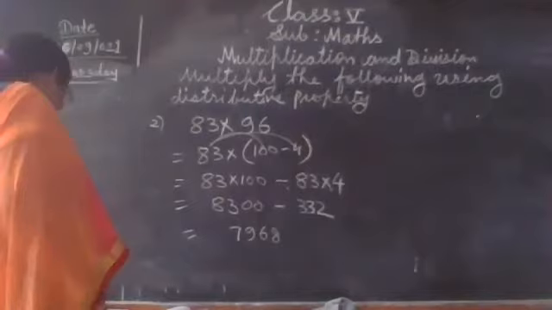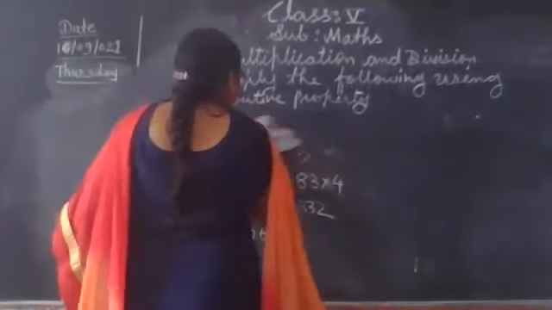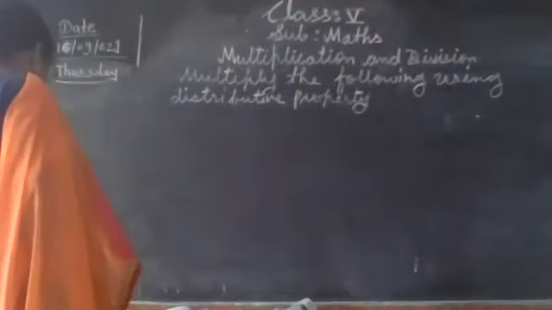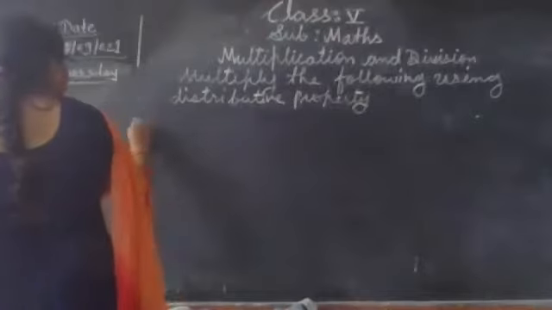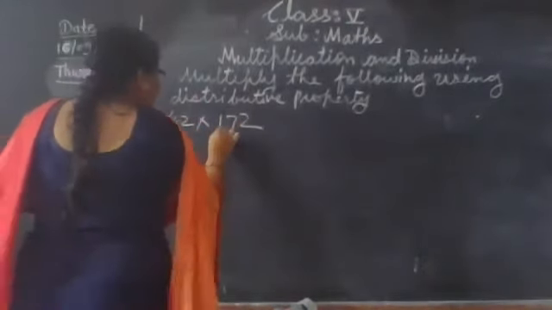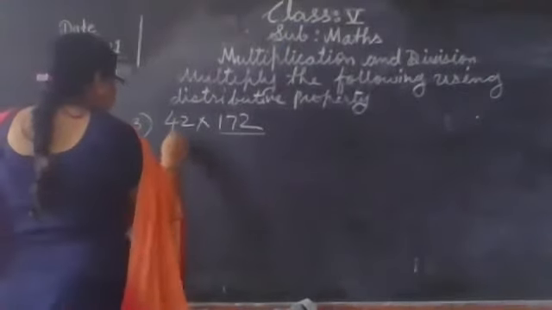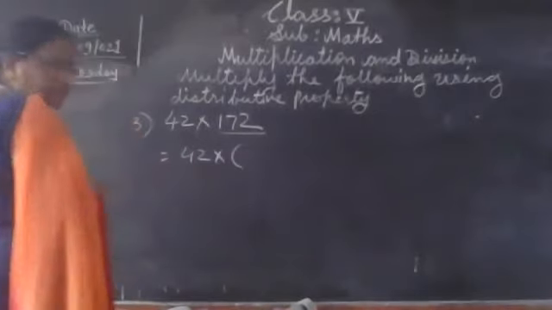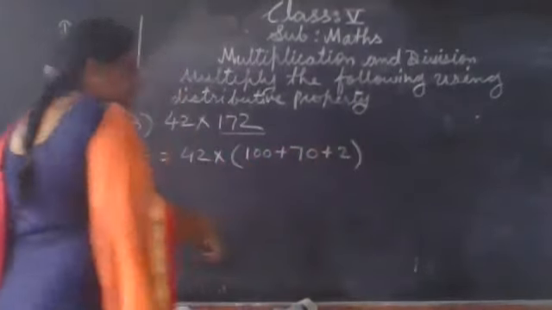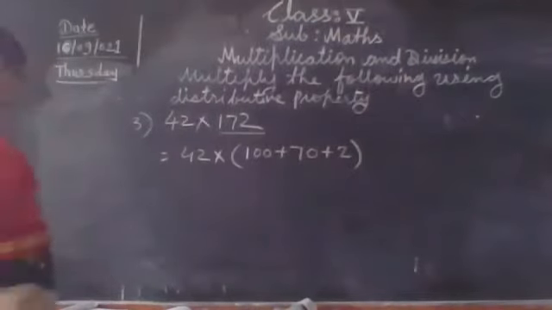So let's try one more example. Here we are taking a large number, 172 multiplied by 42. Split this 172 into small numbers. We will write this 42 as it is. So instead of 172, we will write 100 plus 70 plus 2. And we will multiply them.